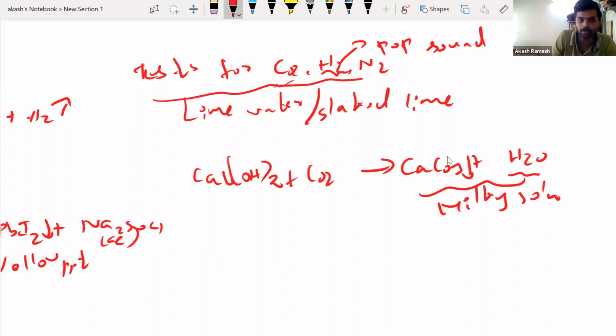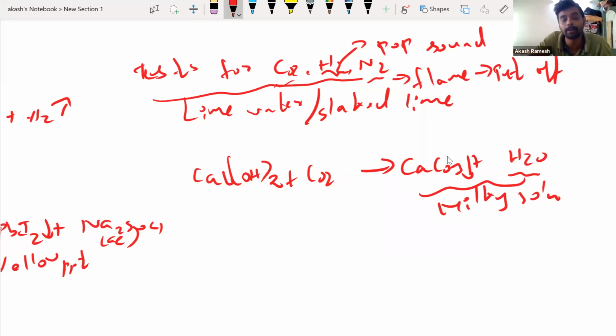Now N2, this is not a good method, but still I can tell that N2 is not going to support combustion. If you bring a burning matchstick in an environment of N2, the flame is put off. Why? Because N2 is a non-supporter of combustion, it doesn't support combustion.